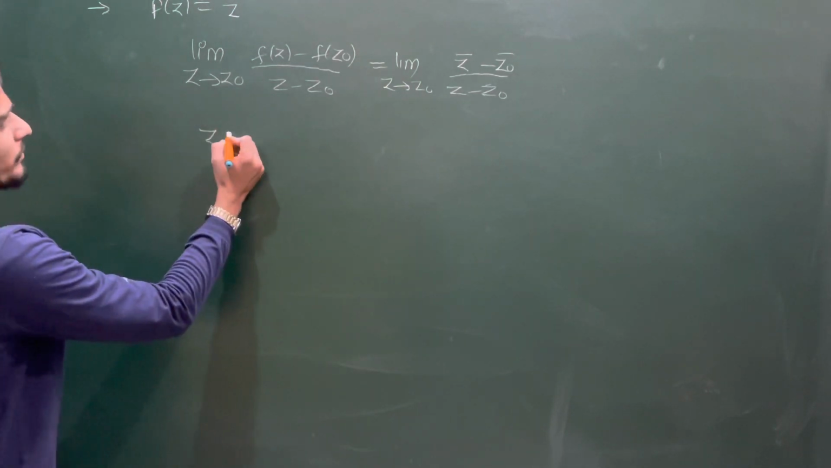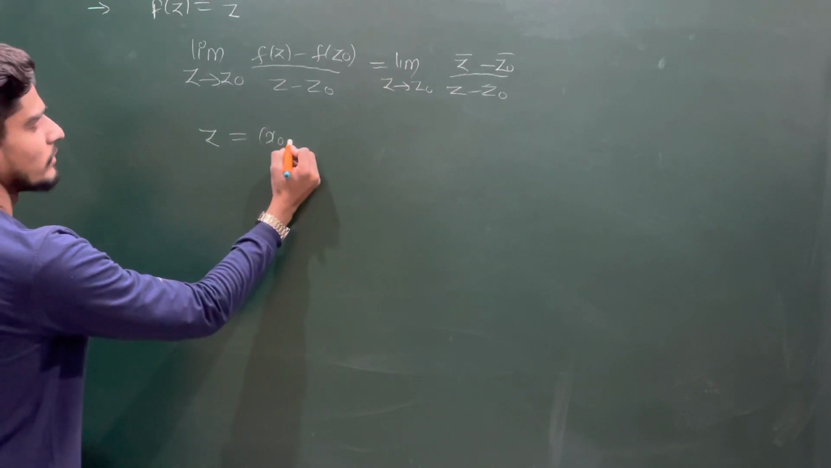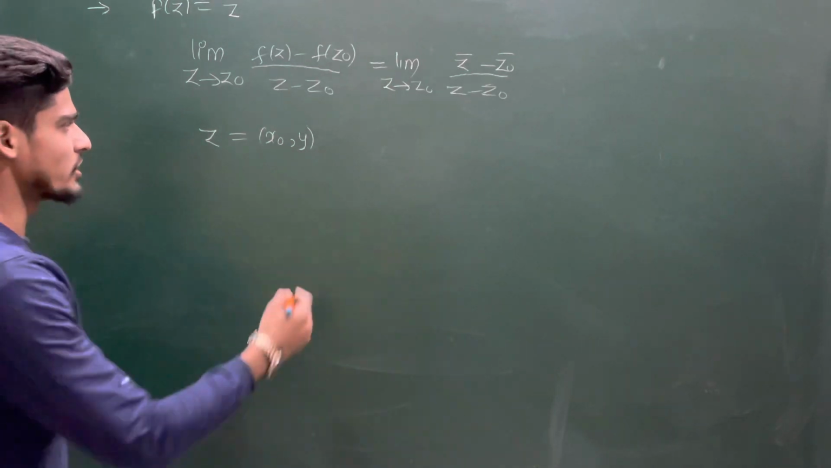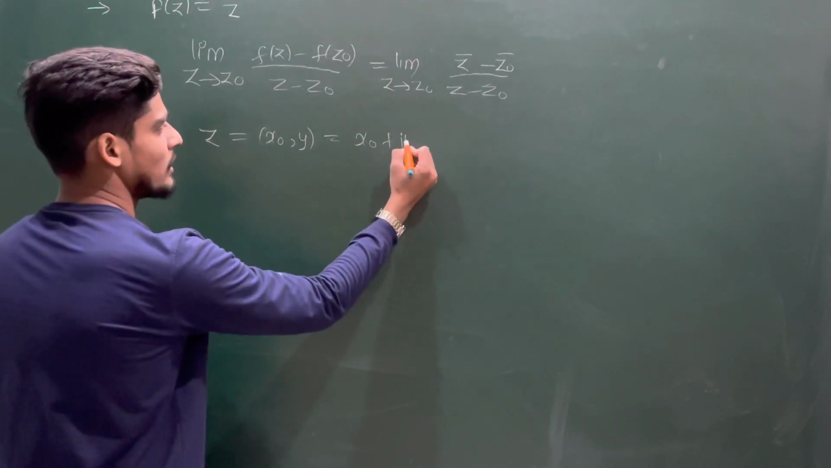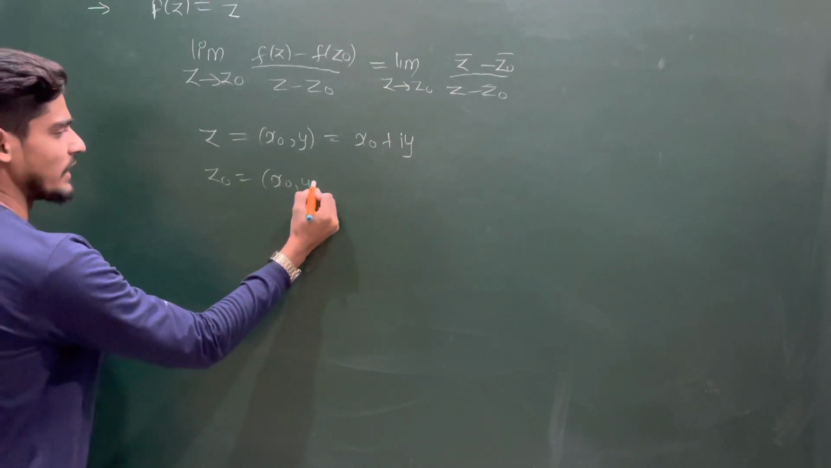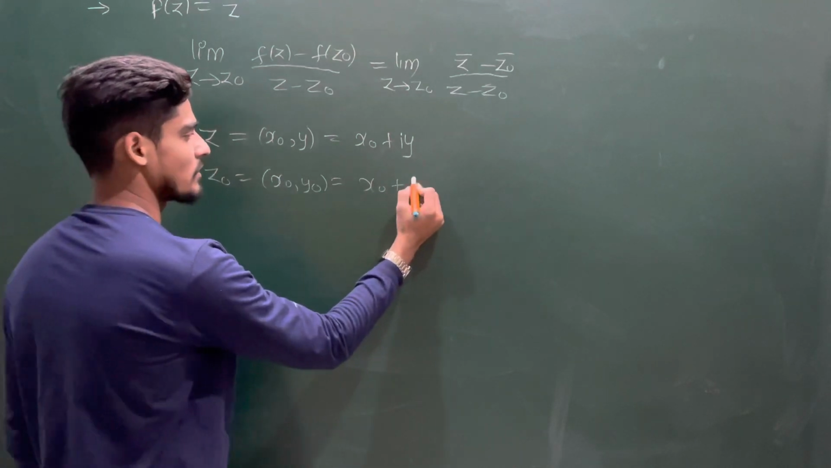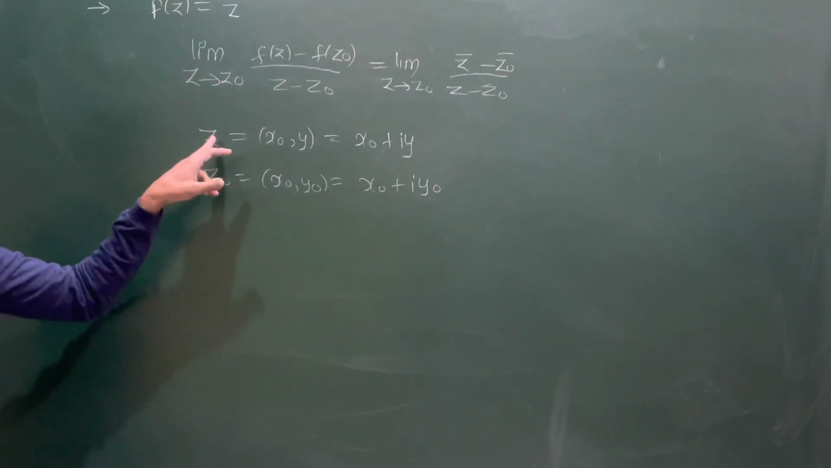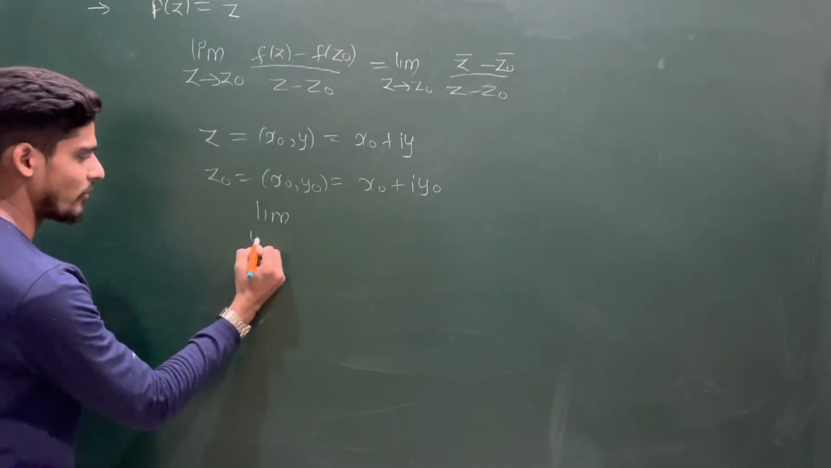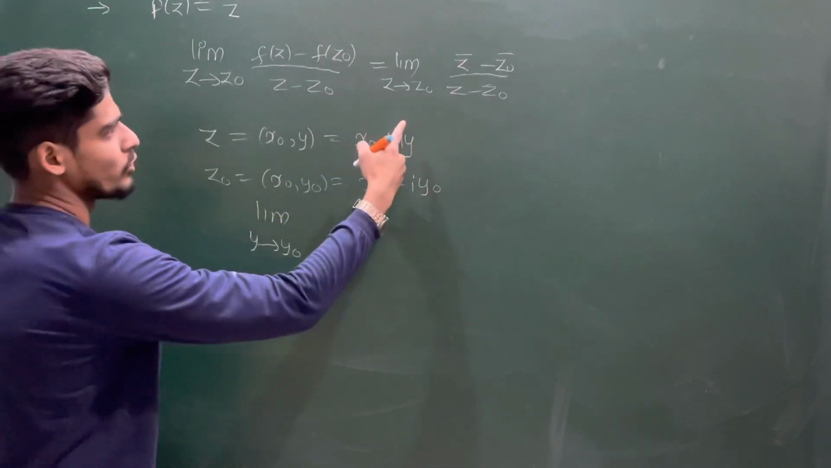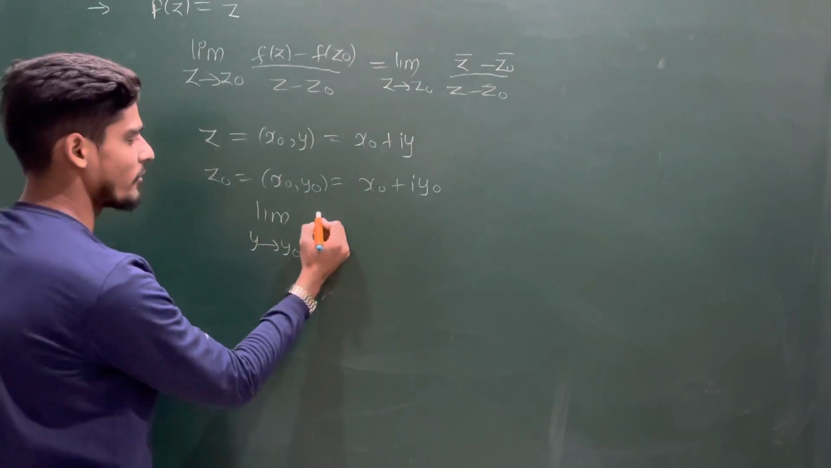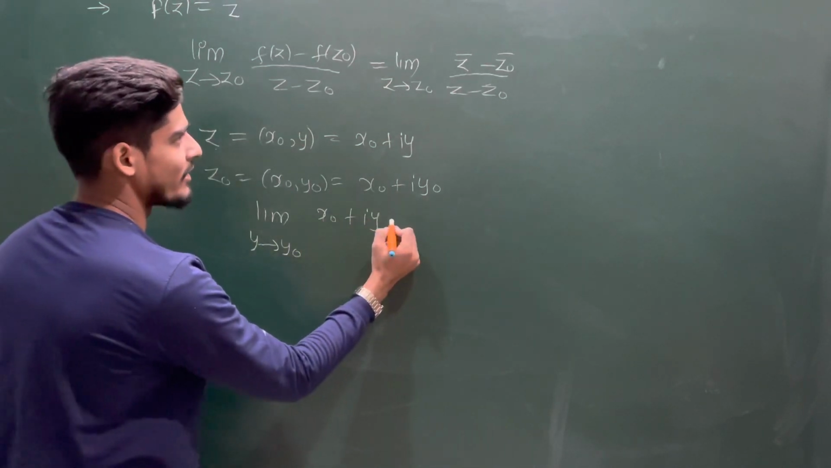Set your z as (x naught, y), that is, from the imaginary direction. What is it? This is x naught plus iy. Your z naught is simply (x naught, y naught) in Cartesian coordinates. This is x naught plus iota y naught. So you want to reach z naught from z. So this is the limit y approaches y naught. Your z bar is x minus iota y, but you are choosing your z to be x naught plus iy. So this is x naught minus iy minus z naught bar.